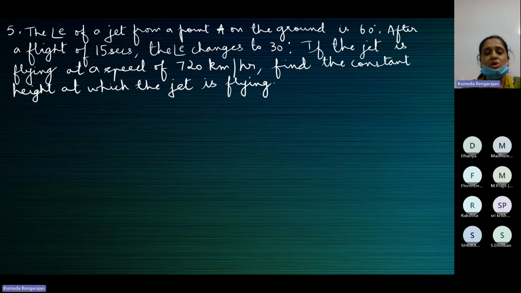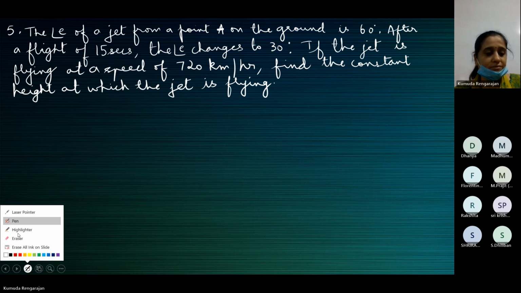The angle of elevation of a jet from a point A on the ground is 60 degrees. After a flight of 15 seconds, the observer is not moving. The observer is still at point A. The jet is moving. After 15 seconds, the elevation changes to 30 degrees from the same point. When you look at the jet, the elevation changes to 30 degrees. If the jet is flying at a constant speed of 720 kilometers per hour, find the constant height at which the jet is flying.